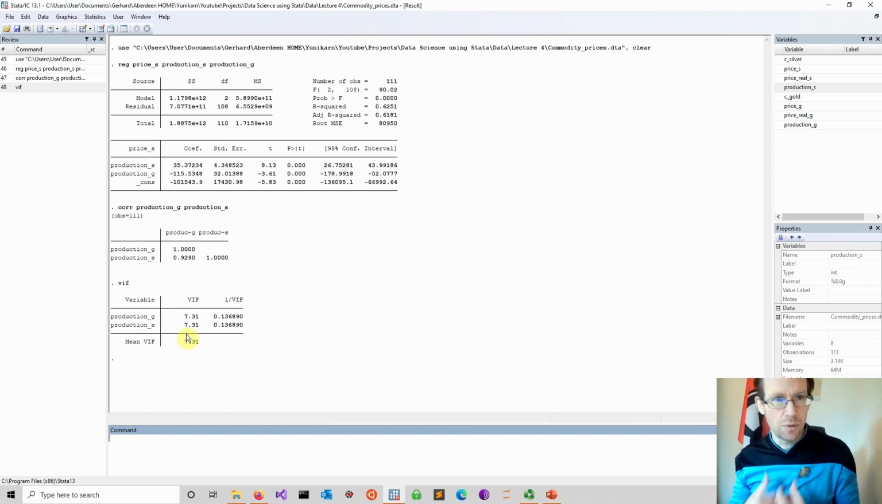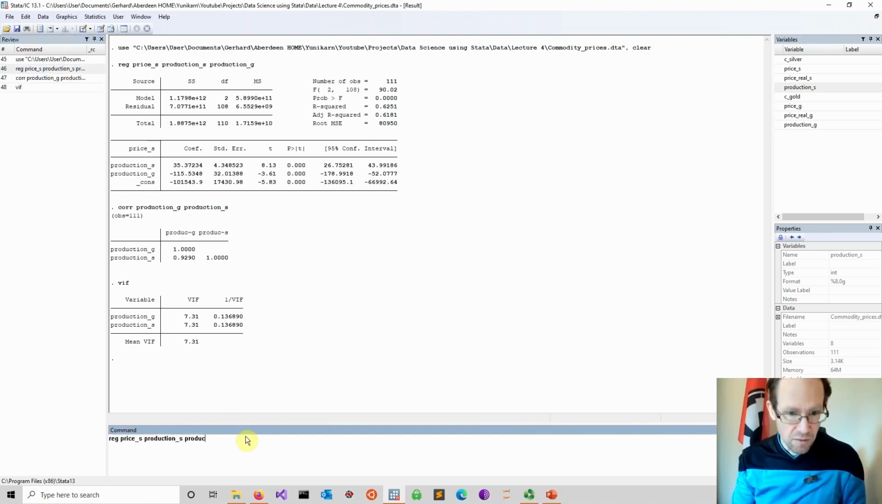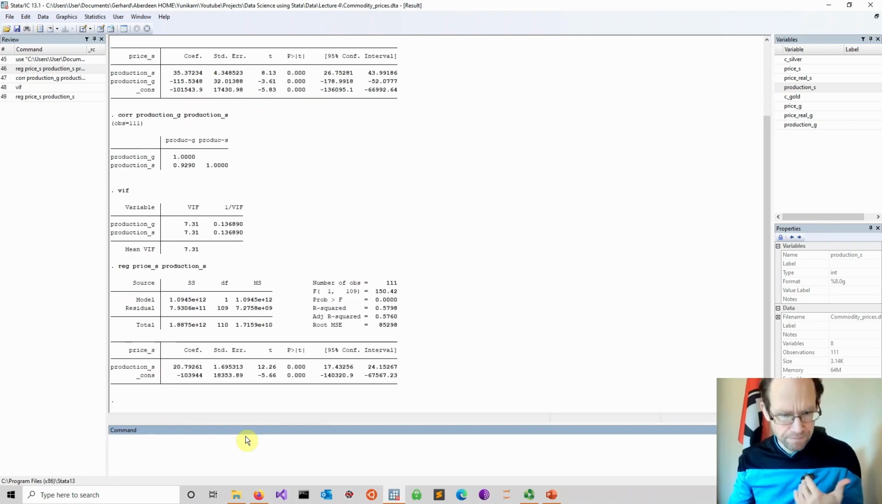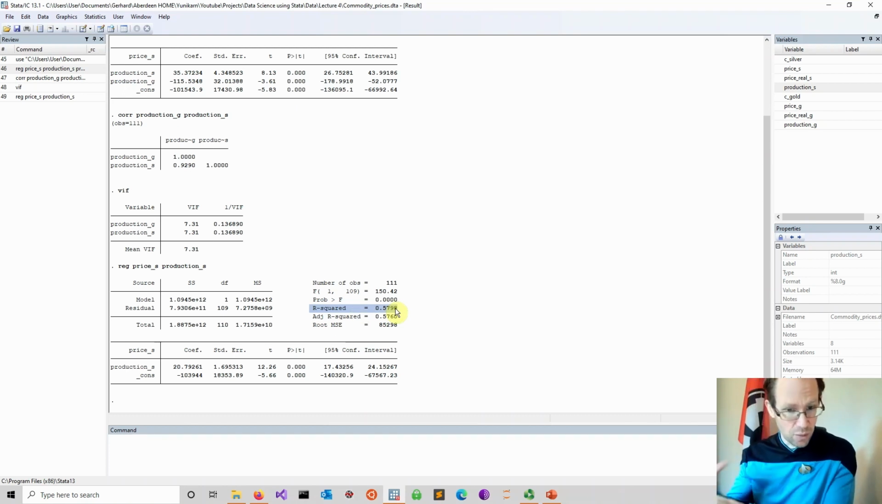So what I would do about this is I would simply run two models. I would run the first model, only focusing on production of silver. Here you have a positive and significant relationship. You can explain a fair amount of your silver price. And of course, which we don't cover, there might be some more complex things going on over time, but this is something more advanced. So that's the first thing.